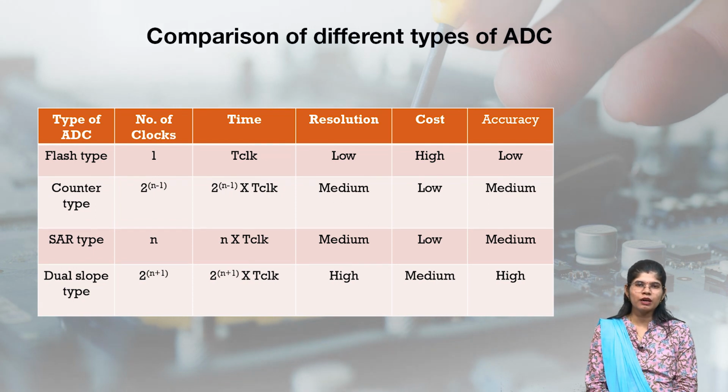So, if we come to a conclusion, flash type ADC is fastest and dual slope type ADC is most accurate among all kinds of ADC. So, let us look at some review questions.